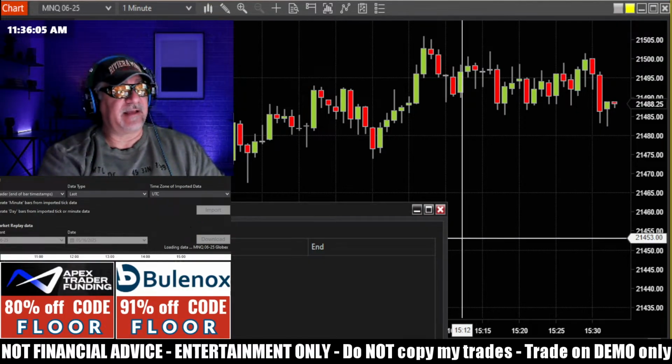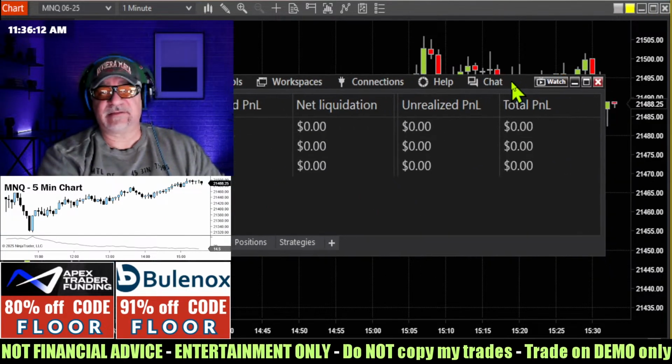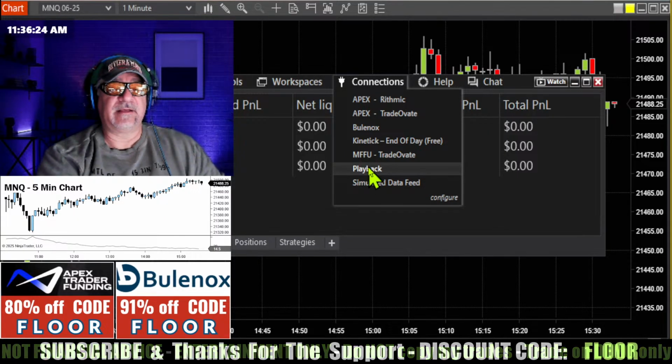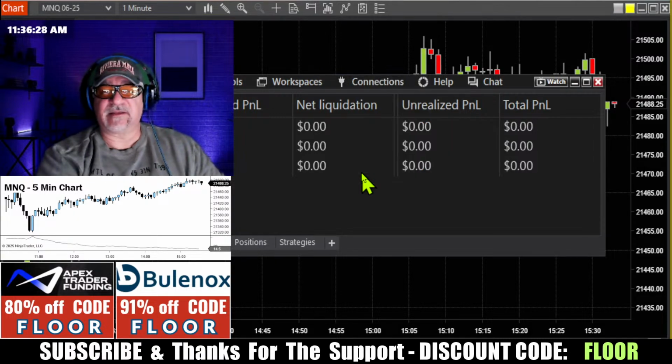So we got the data. Close this up. The next thing you got to do, go back here to the connections so that you can see it. Connections, you got to come down and click on the button called Playback. Playback opens up the screen that allows you to run market replays and also to backtest. So I click on Playback.